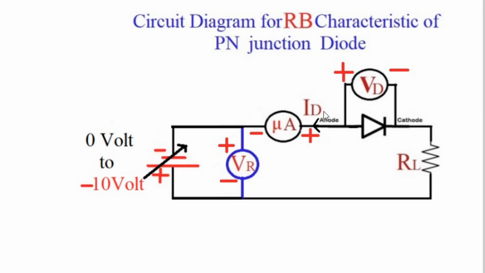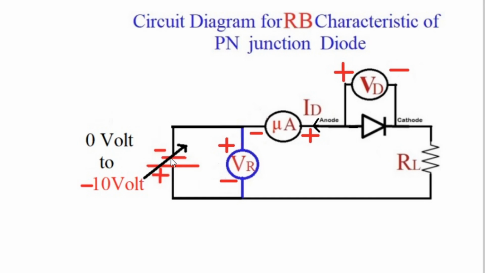Actually speaking, for an ideal diode, no reverse current should flow. Reverse current should be zero flowing from cathode to anode. But due to minority charge carriers in p type as well as in n type material, a small amount of reverse current flows, that is called leakage current. A small amount of reverse current flows, that is called leakage current. So I have explained you all three diagrams.